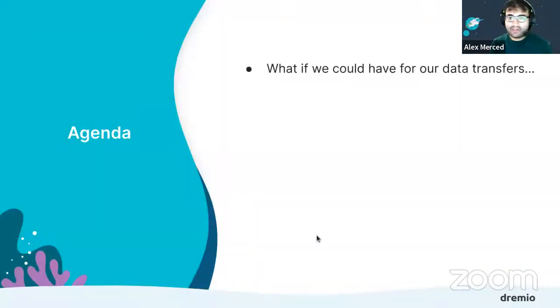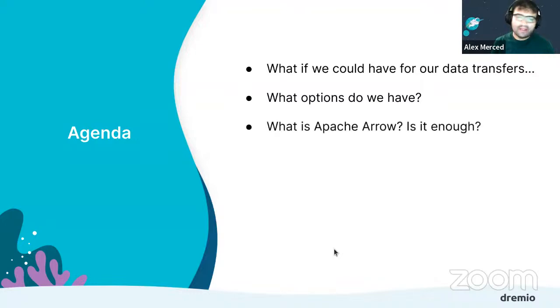Okay. So in our agenda, we're going to talk about what if we could have for our data transfers. What would be the wish list of things that we would want to have in our data transfers day in and day out? What options do we currently have, and why aren't they perfect? And how do we get to something better? And what is Apache Arrow? Specifically, what is this big project, Apache Arrow, and what are its different pieces, and how does it affect this whole data transfer picture?